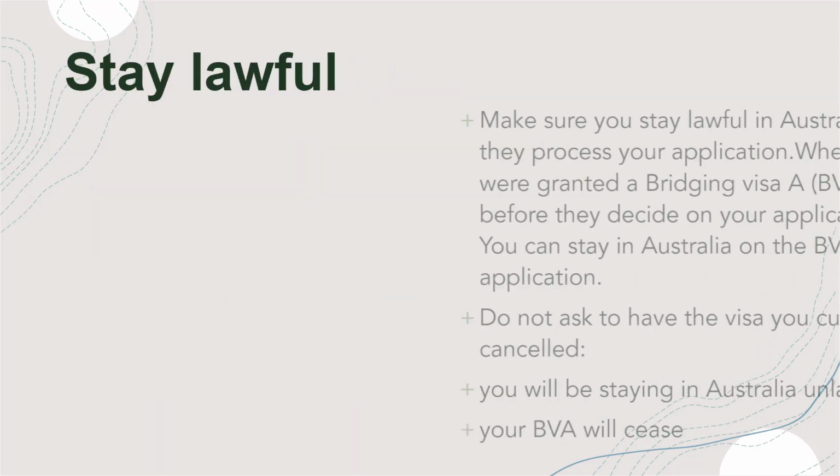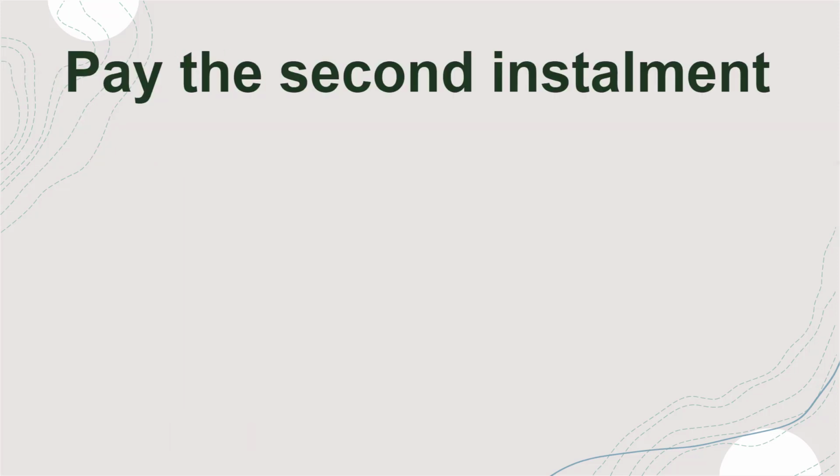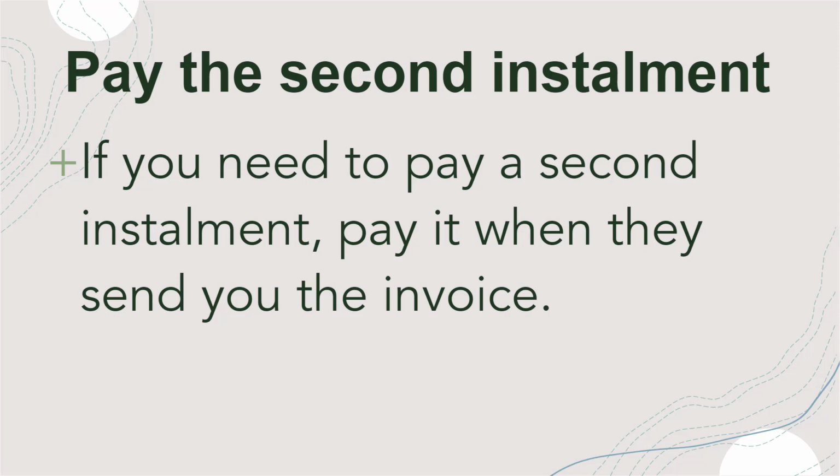Make sure you stay lawful in Australia by holding a valid visa while they process your application. When you applied for this visa, you were granted a Bridging Visa A, BVA. If your current visa expires before they decide on your application, the BVA will come into effect. You can stay in Australia on the BVA while they process your new visa application. Do not ask to have the visa you currently hold cancelled. If your visa is cancelled, you will be staying in Australia unlawfully. Your BVA will cease. If you need to pay a second installment, pay it when they send you the invoice.